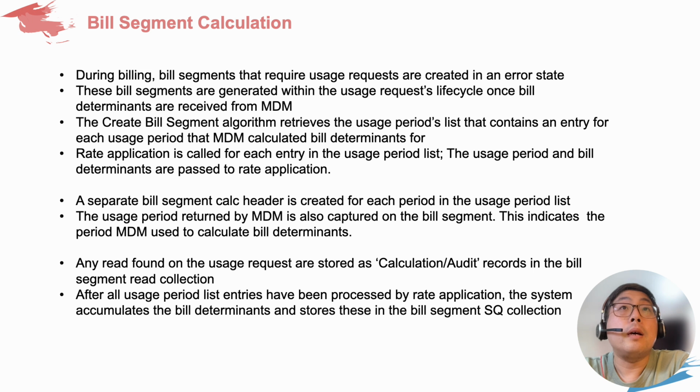So rate application is called for every entry in the usage period list. The usage period and bill determinants are passed to rate application. A separate bill segment calc header is created for each period in the usage period list. The usage period returned by MDM is also captured on the bill segment. This indicates the periods MDM used to calculate bill determinants.